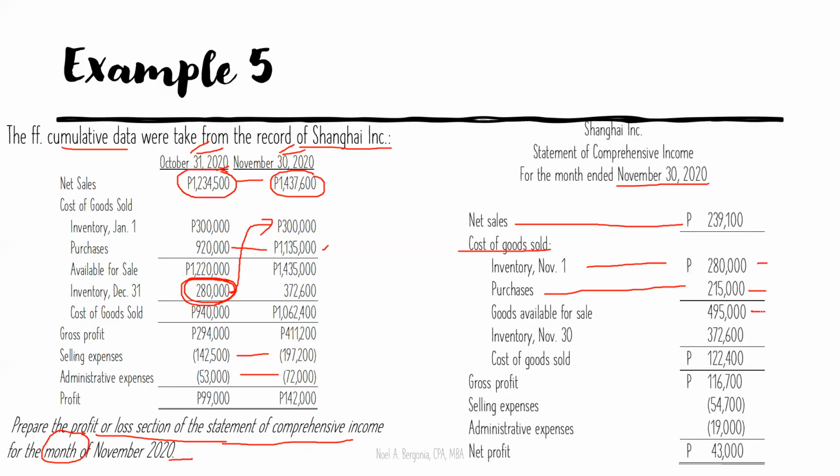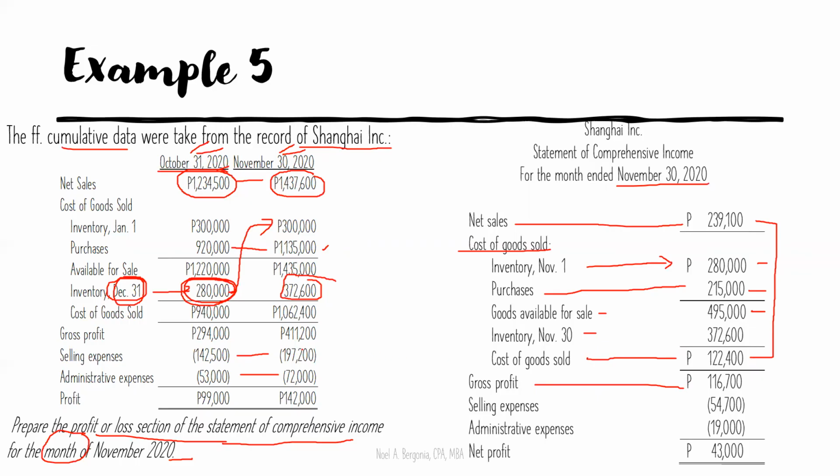And by the way, maybe someone is asking, sir, why does it say December 31 here? Yes, it is supposed to be December 31, but since this is only October, the balance of 280 is only up to October for now. So are we clear on that? That is why we used it as the beginning of November. After computing the goods available for sale, we get the inventory on November 30, which is 372,600. That's why our cost of goods sold is 122,400. So our net sales minus the cost of goods sold gives a gross profit of 116,700.